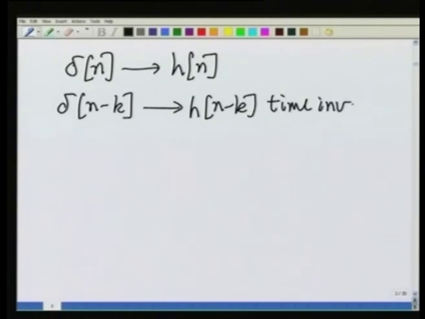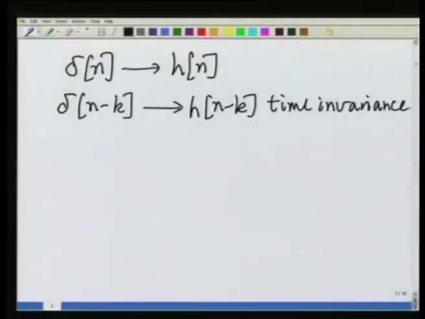This is because of time invariance. By virtue of time invariance, the system has no choice but to produce h n minus k when delta n minus k is applied. This will obviously be true for any value of k from minus infinity to plus infinity, any value of k you like. That makes this system more predictable in a way. You know what it is going to do when you apply delta n minus k by virtue of your knowledge of what it did when you applied delta n. When you applied delta n, it gave you h n. When you apply delta n minus k, it gives you h n minus k.